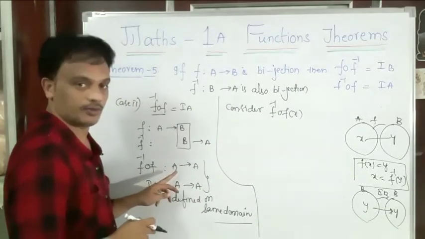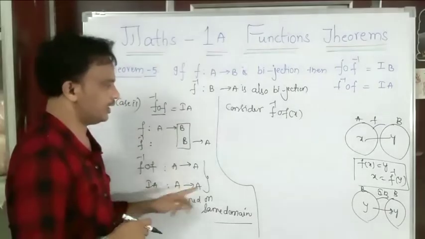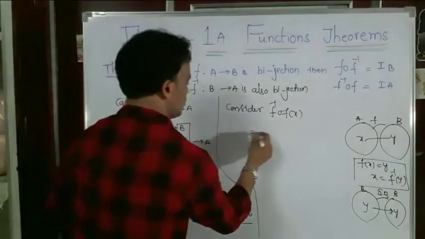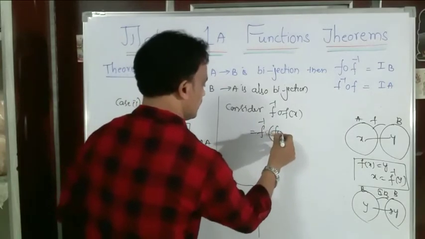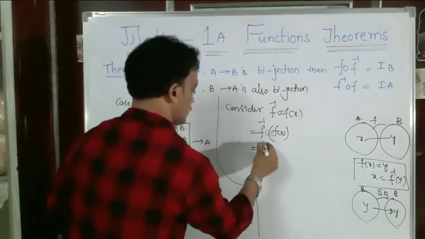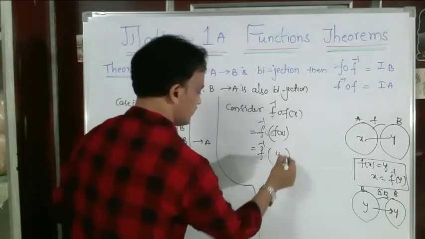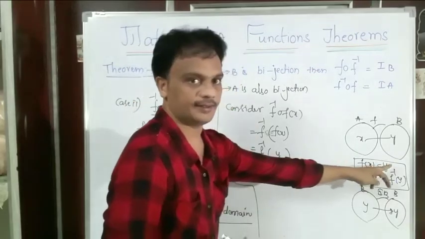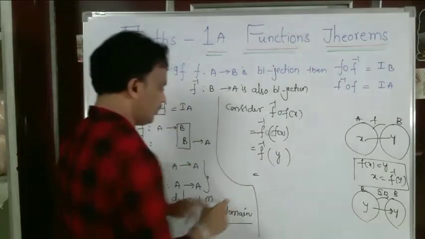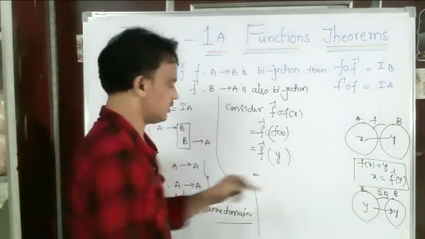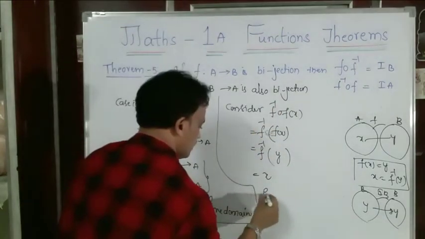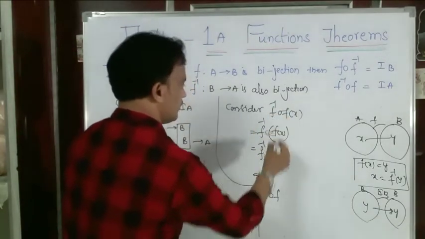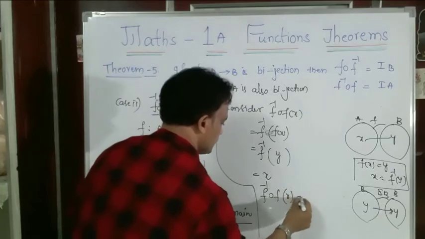Take one element from A. Let us take it as x. f inverse circle f of x means f inverse of f of x. This is equal to f inverse of, what is the f of x value? f of x value is y. Then finally what is f inverse of y? f inverse of y equals x. What do you say about this one? Finally, you have got that f inverse circle f of x is equal to x.